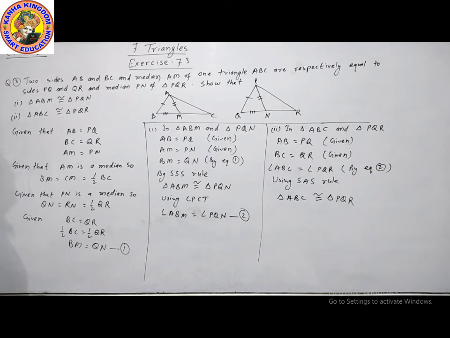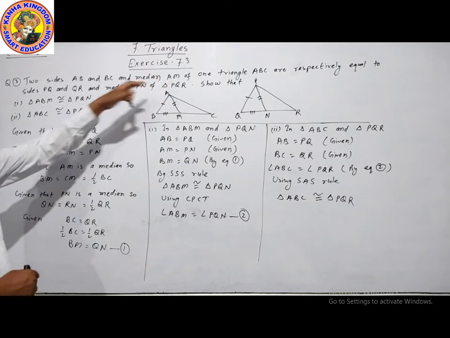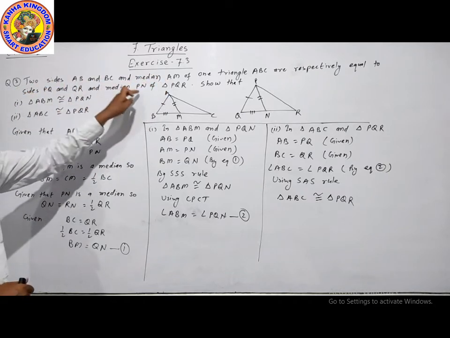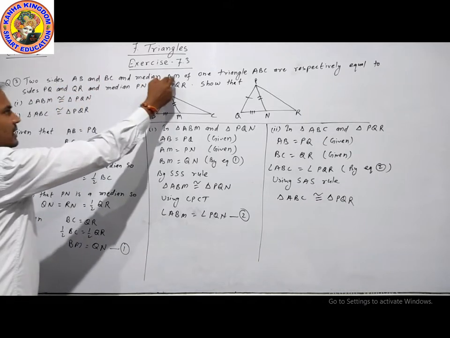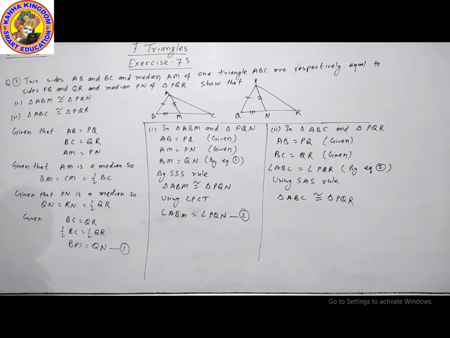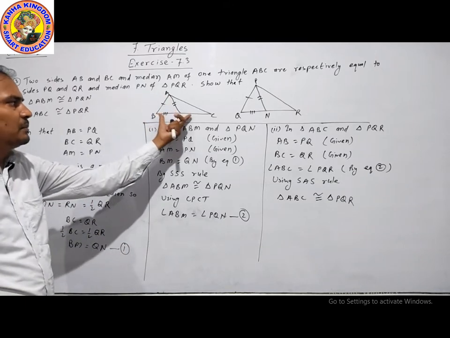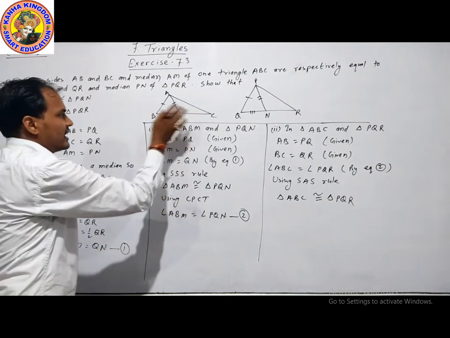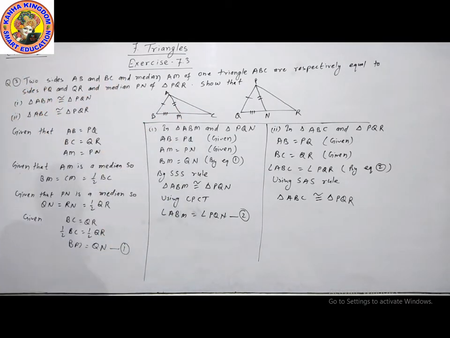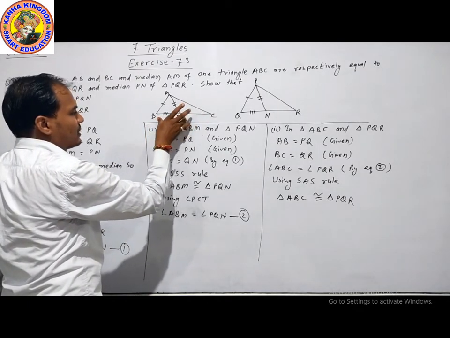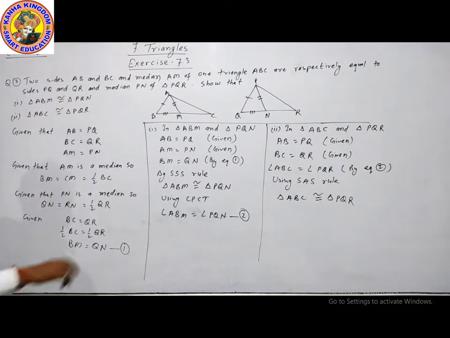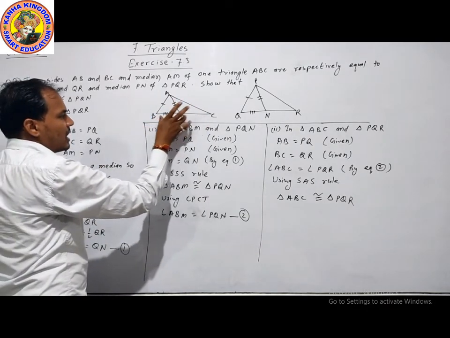Now let's take it beginning from the question. Sides AB, BC, AM are equal to PQ, QR, PN. Given that AB is equal to PQ, BC is equal to QR, AM is equal to PN. These three are given. Now the word median. Median means side AM will bisect side BC. Bisect means BM and CM are equal. BM can also be said to be half of BC.